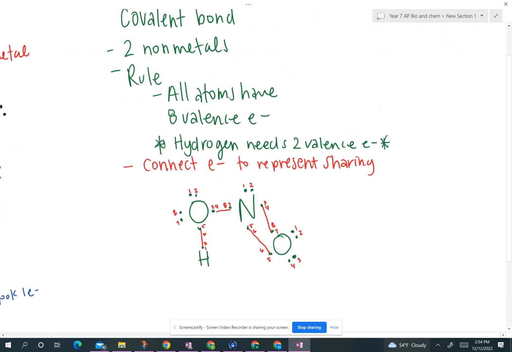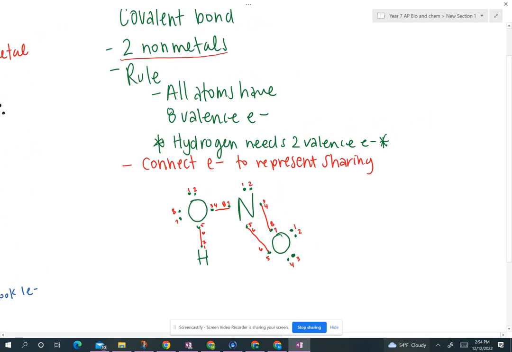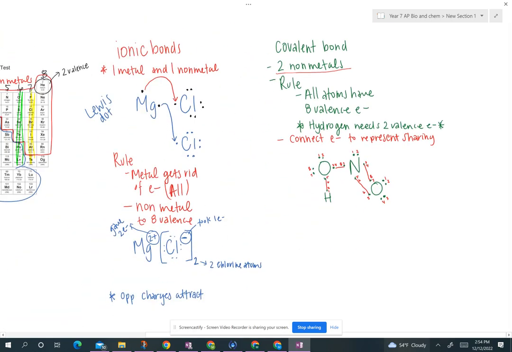And again, the big thing that you're looking for in these ones is 2 nonmetals. So make sure that you are able to recognize that these are nonmetals that are bonding. This is all about making sure that these atoms are stable. Having 8 valence electrons makes an atom stable. Okay, so those are your big topics, ionic and covalent.